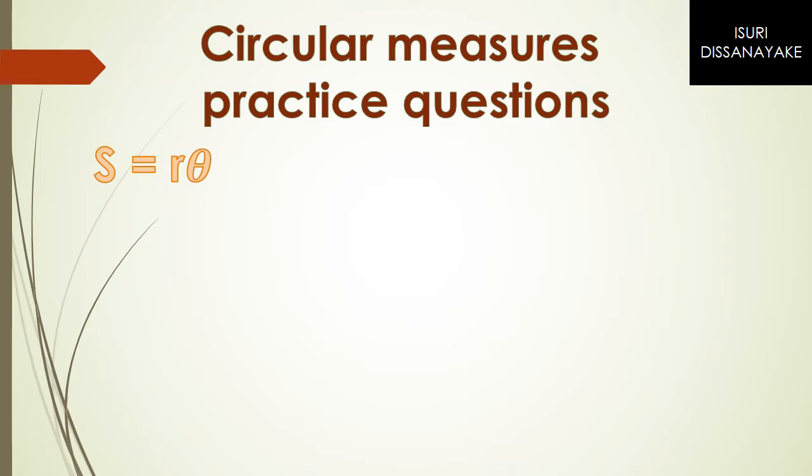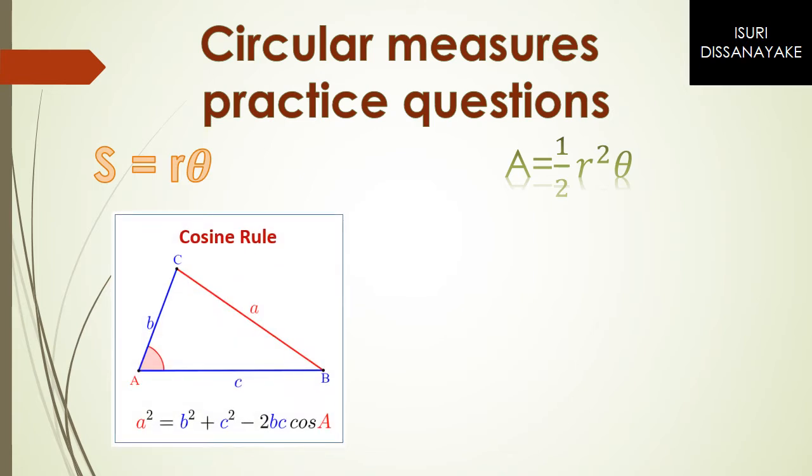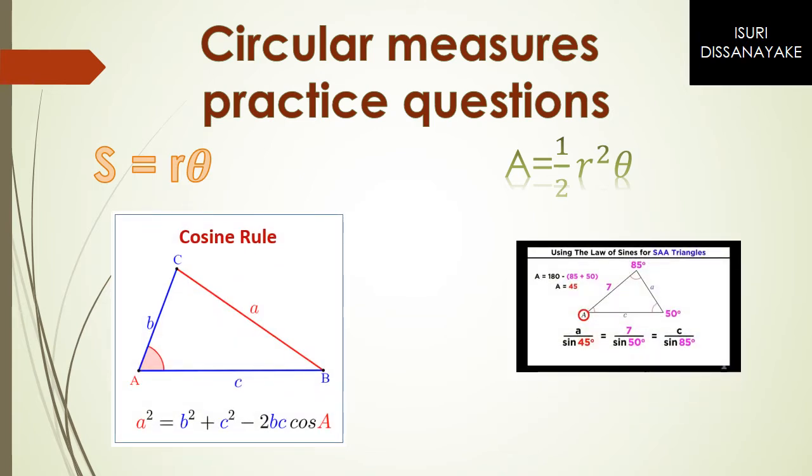So in this video, I am going to discuss a few practice questions under the topic circular measures. When you are doing these questions, you have to have sound knowledge in the cosine rule, the sine rule, as well as how to use the trigonometric ratios, and S equals r theta, A equals half r squared theta, and how to use these formulas correctly.